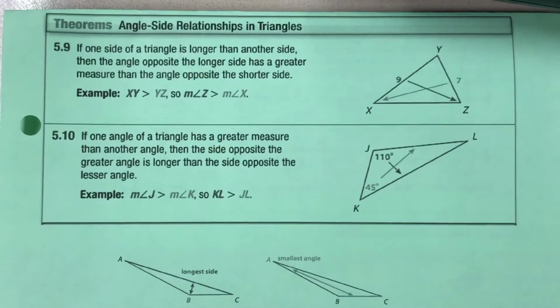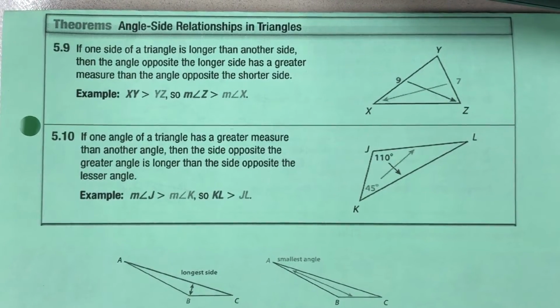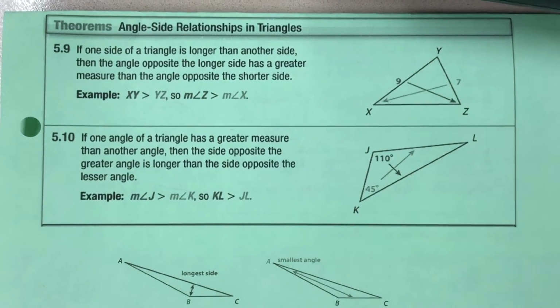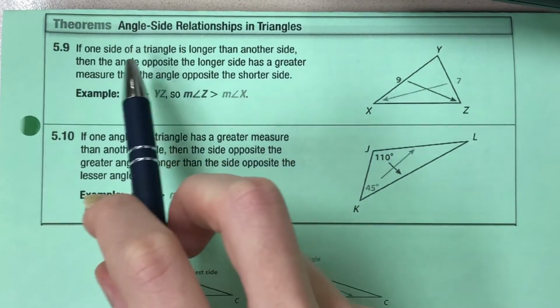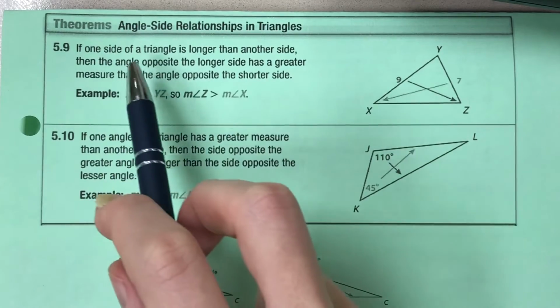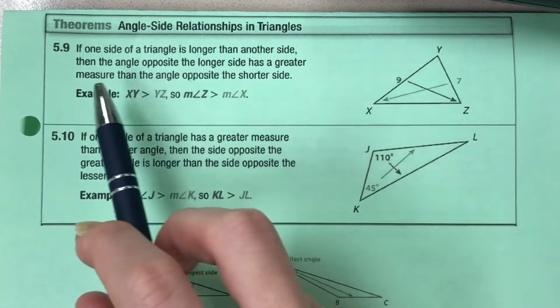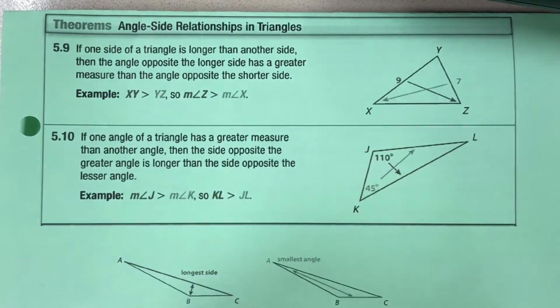So our next part here talks about the angle-side relationships in triangles. This one says that if one side of a triangle is longer than another side, then the angle opposite the longer side has a greater measure than the angle opposite the shorter side.